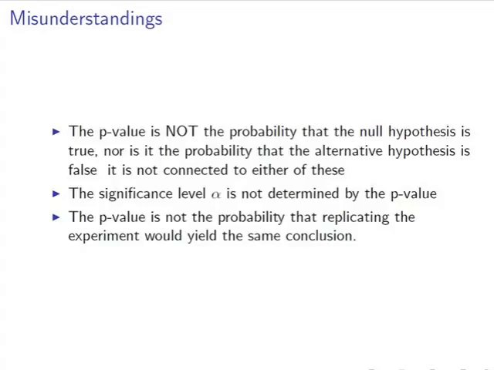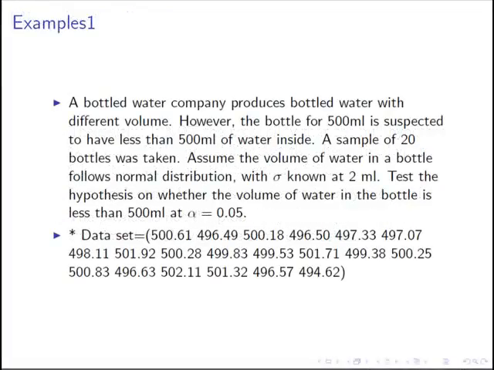The p-value is not the probability that replicating the experiment would yield the same calculation. The p-value may change after you repeat the experiment another time. Then let me show you 3 examples.